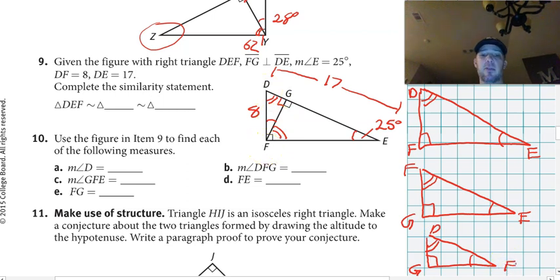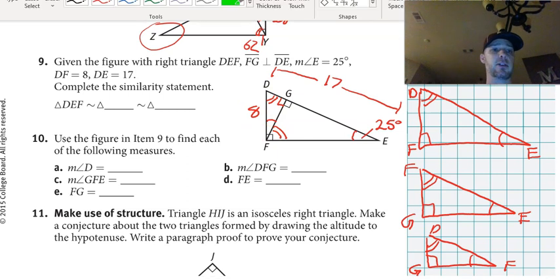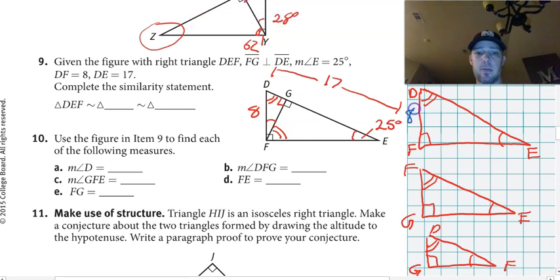Okay, so then label any pieces that we know. So right here, 8 is the small side of the big triangle. So that piece should be 8 on there. The big leg right here is 17, so I can label that one as 17 as well. And this 8 is also a piece of the small triangle. That's the hypotenuse of the small triangle. So notice right here, the hypotenuse DF should be 8 as well.